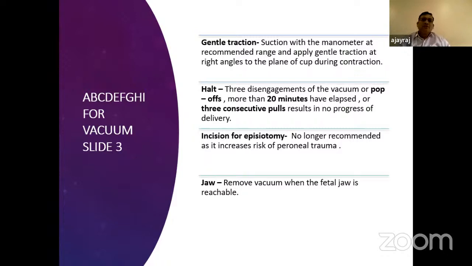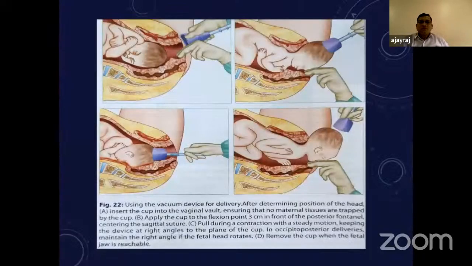Three disengagements of the vacuum, or pop-offs. Then if we are going to apply the vacuum for more than 20 minutes, we should stop our procedure after 3 consecutive pulls which result in no progress of the delivery. Incision for episiotomy: previously it was recommended, but nowadays, during vacuum delivery, episiotomy is not routinely emphasized. The operator can decide according to the rigidity of the perineum. Remove the vacuum when the fetal jaw has been reached.